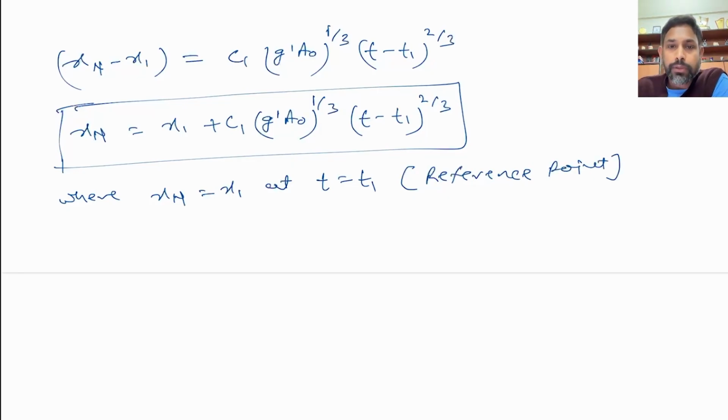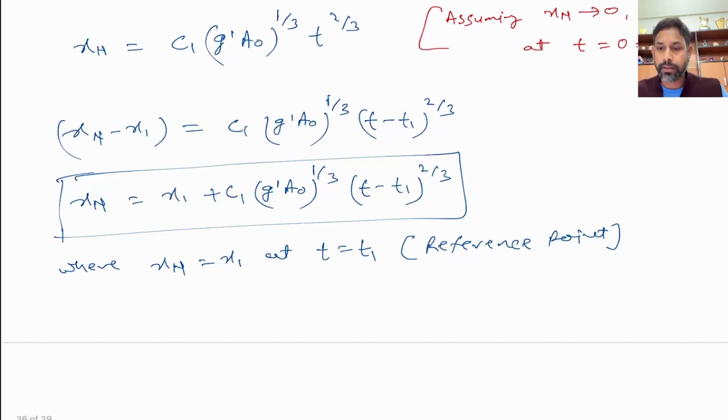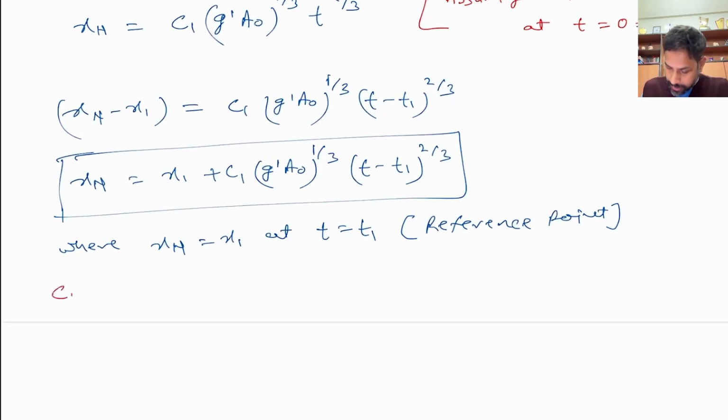Because at t equal to 0, if theoretically we assume xn is equal to 0 and h infinity, then it will work. But otherwise we can assume that at t equal to t1, which is the reference point, the length of the gravity current is xn, and then it increases in this particular manner, where it is increasing with 2/3 power of time.